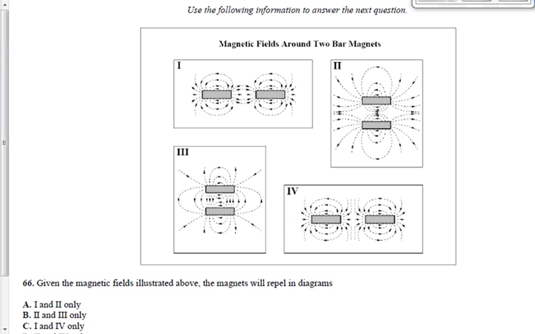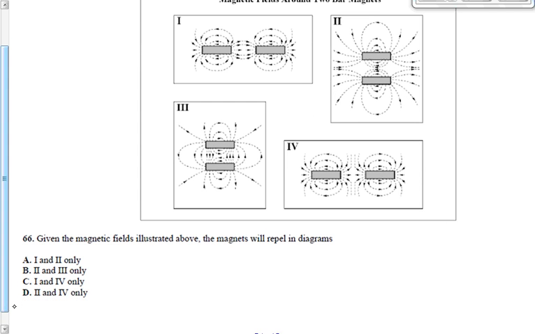Okay, let's take a look at a couple multiple choice questions. Multiple choice number 66. First of all, I'll ask you to submit that as multiple choice number 1, please. Okay, we got two different responses for this, guys. We got D and B. So what's the answer here? Well, the question says we want to find the magnets that will repel each other.